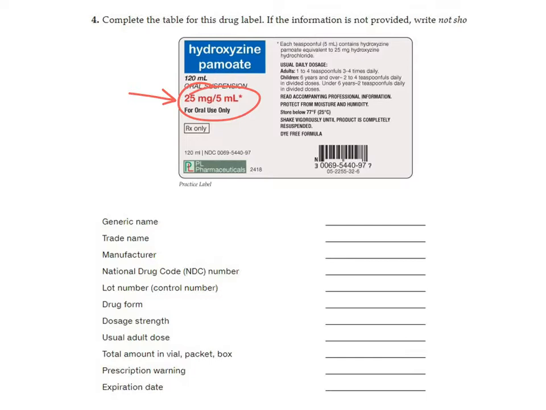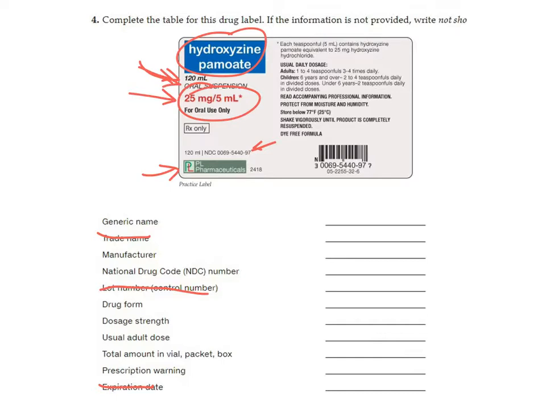Okay, and then the form of that is the oral suspension, so that one's just a little bit different. So we're still seeing the generic, no trade, same PL Pharmaceuticals manufacturer. We do have an NDC number this time, so that would be 0069544097. No lot number or expiration date. The drug form does tell us it's the oral suspension, so that was what I was showing you earlier.